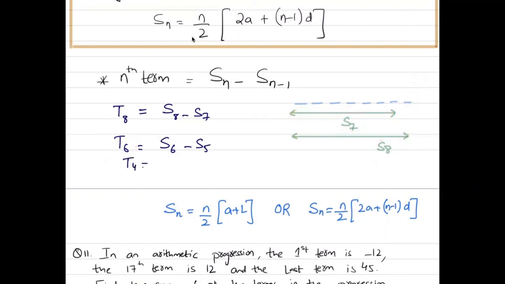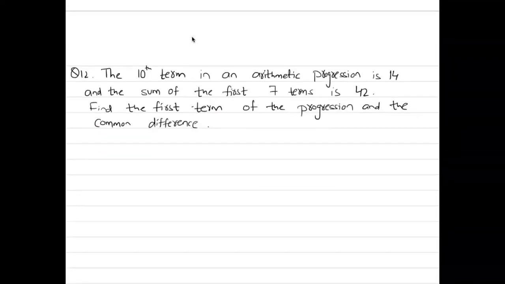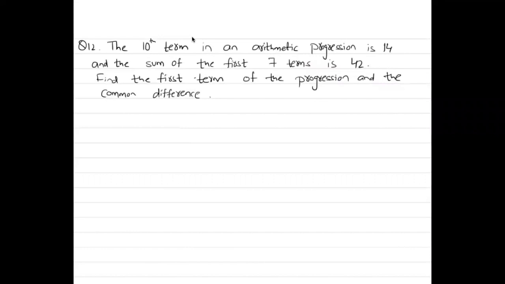What about T4? S4, and that will be minus S3. Right. Okay, everyone is clear till here? Okay, let's try this example.